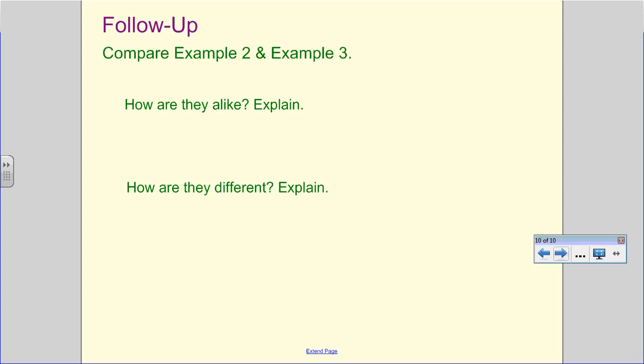So for the follow-up, we're going to compare example 2 and example 3. How are they alike? How are they different? So this one we will do together. Okay, so you guys can skip that for right now. We'll have some conversation in class about those.